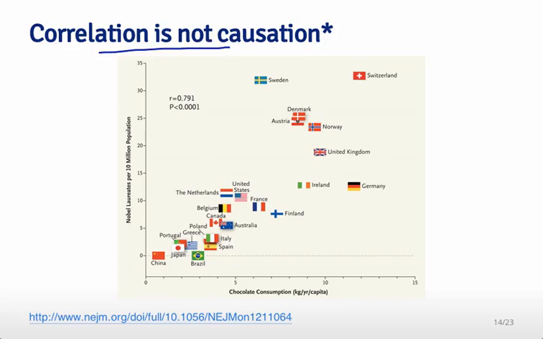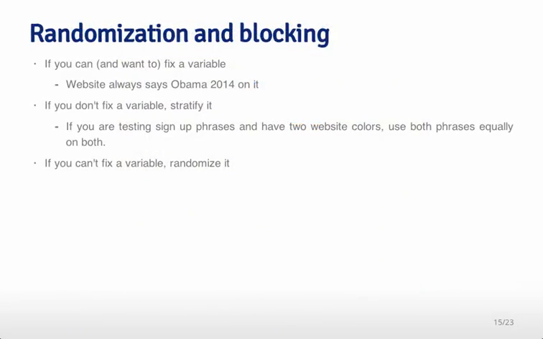This is sometimes called spurious correlation, and it's also why you often hear the phrase, correlation is not causation. Even if you observe that two variables are correlated with each other, you have to prove to yourself that they're not correlated because of some other variables we didn't measure. So there are some ways that you can deal with potential confounders.